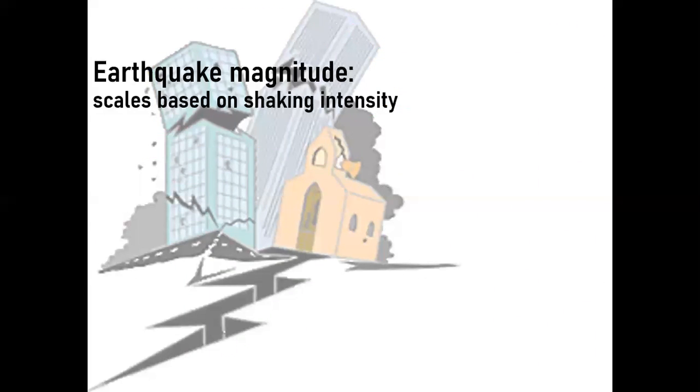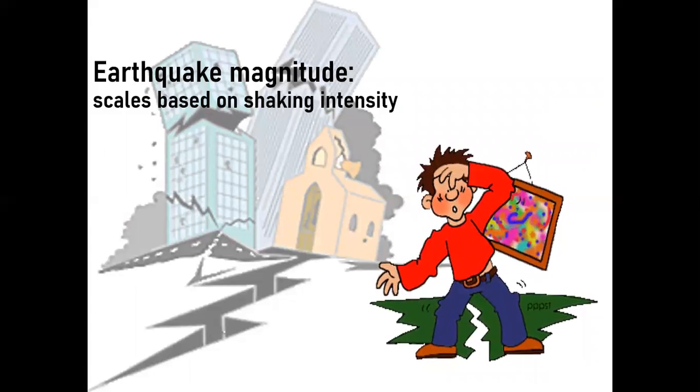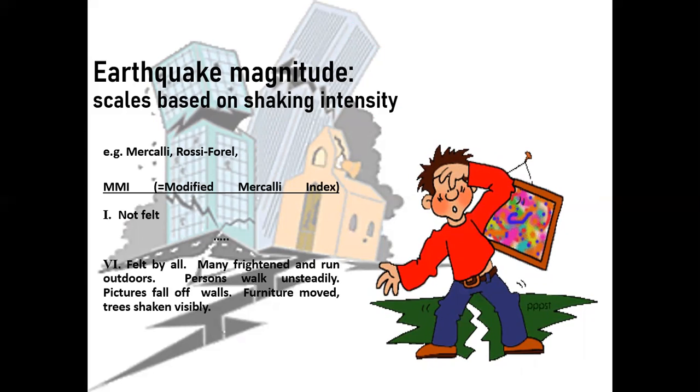So the earthquake magnitude also has scales based on the shaking intensity. So it implies the people. So the scale is based on if it was felt or not. So if it was not felt by the people, it's very low, 1. And then if it was felt by all, it's in the scale number 6. And if it was, of course, felt and you can see damage and objects were thrown into the air, it is in the scale 12.